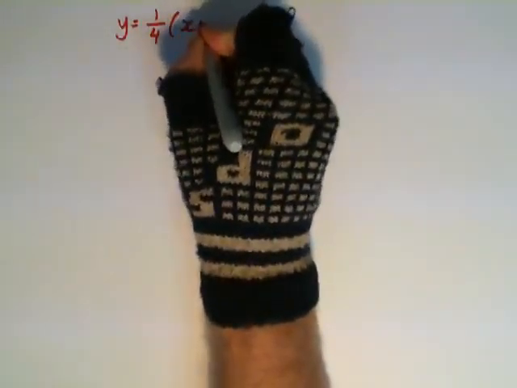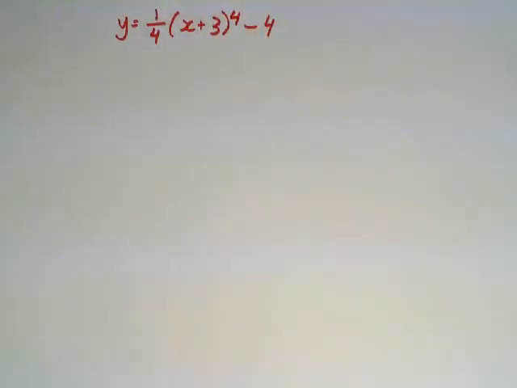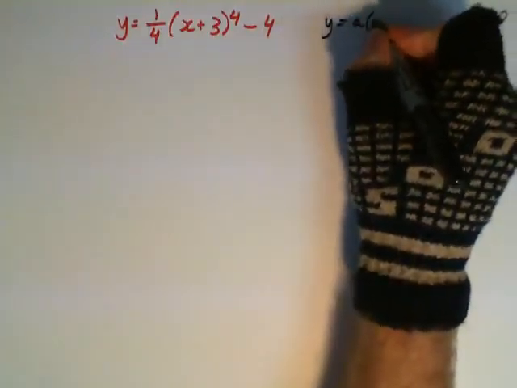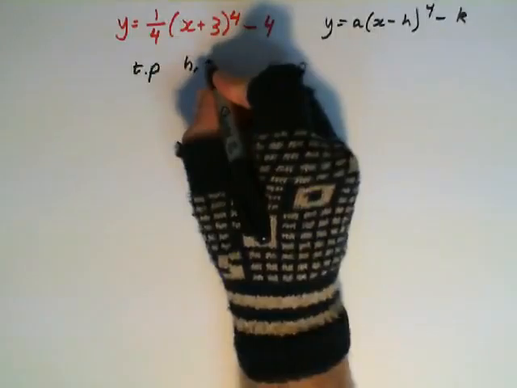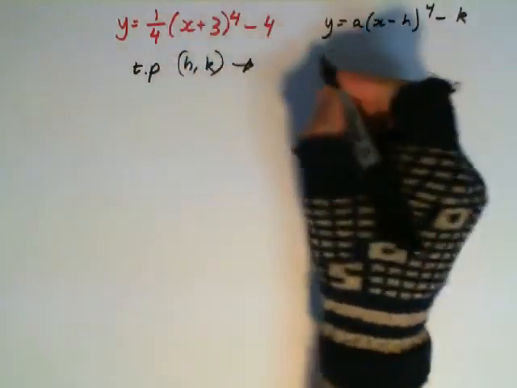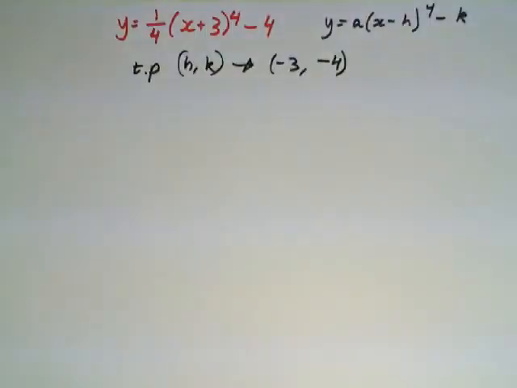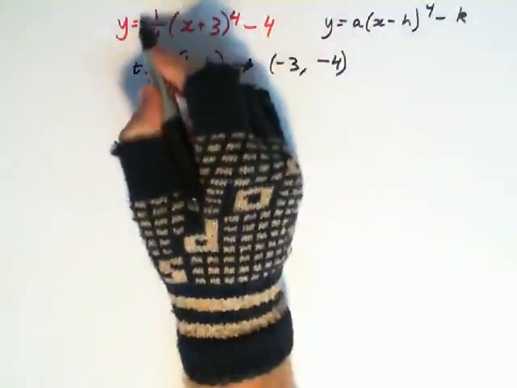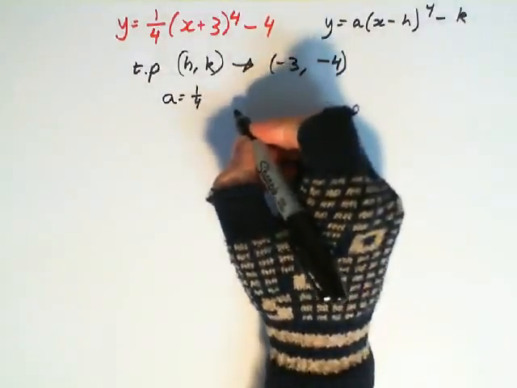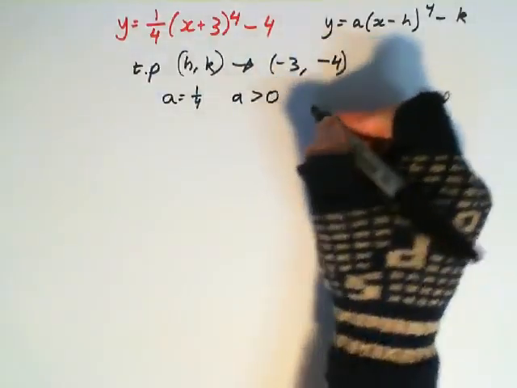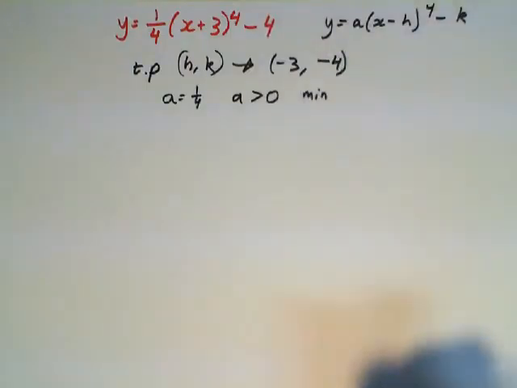Okay, looking at example 1, we're sketching the graph of y equals 1 quarter (x plus 3) to the power 4, take 4. Well, from our little summary before, we've got something that looks like y equals a(x take h) to the 4 take k. So we're going to have a turning point at (h, k), which is going to be, in this case, (minus 3, minus 4). Now, we know that a, in this case, is 1 quarter, so we're going to have a local minimum. So if a is greater than 0, we're going to have a minimum point. So that's the turning point part.